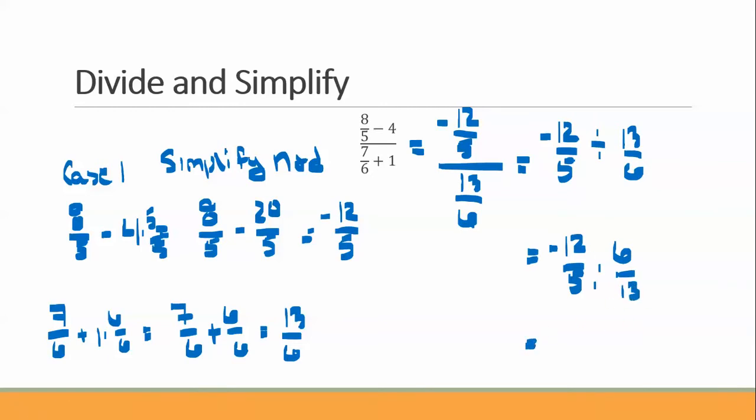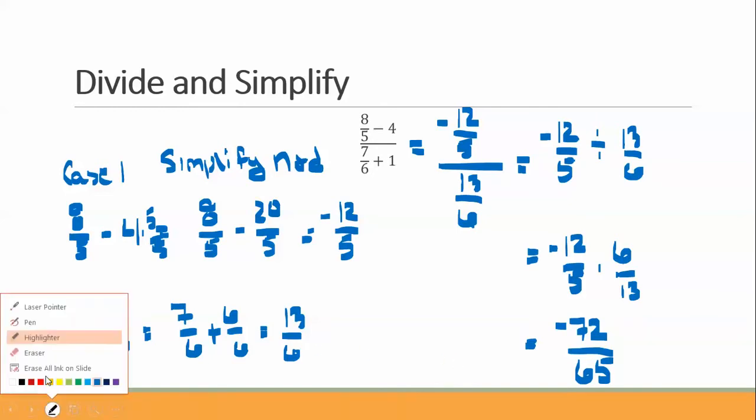There's no common factors in the numerator and denominator, so we have to just multiply. So that's -72 over 65. And we're done.